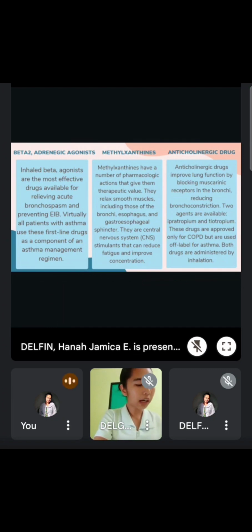All oral beta agents are long-acting. Among the inhaled agents, some are short-acting and some are long-acting. With the short-acting inhaled preparations, effects begin almost immediately and peak in 30 to 60 minutes.